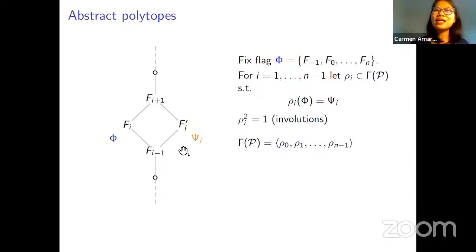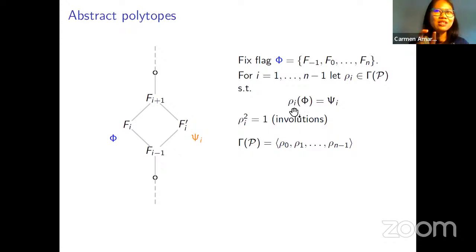So, by the diamond condition, yung condition P4 dun sa definition ng abstract polytope, this flag is unique. May isang flag lang which coincides with phi in all other faces except for the face of rank I. And dahil ang ating polytope ay regular, meron tayong automorphism which sends phi to that flag psi sub I. So, yun ang definition natin ng notation ng rho sub I.